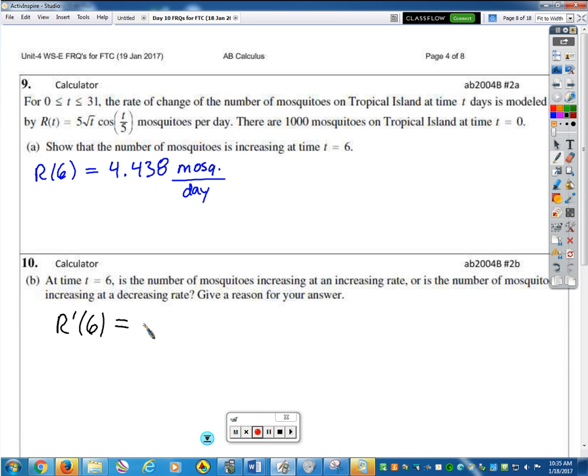Okay, if this turns out to be a negative number, it's just like velocity and acceleration. If this is negative, it's going to cause this to become less positive. Therefore, the number of mosquitoes will be increasing at a rate that is decreasing. If it's a positive number, the number of mosquitoes will be increasing at an increasing rate.